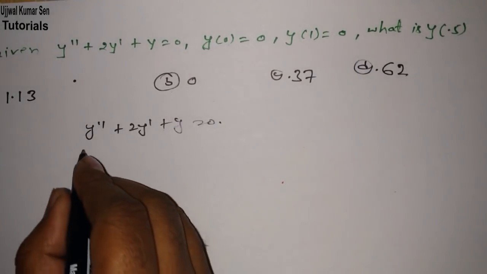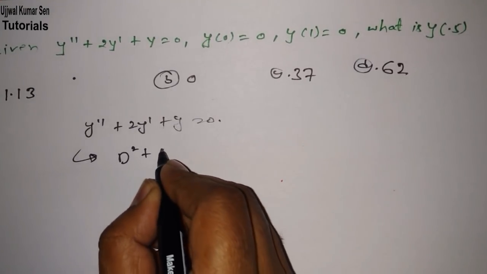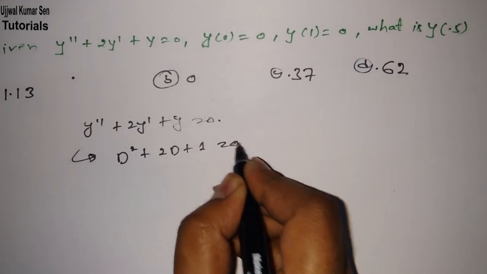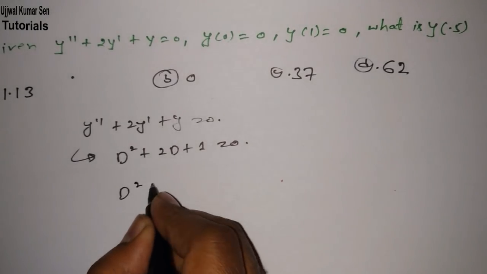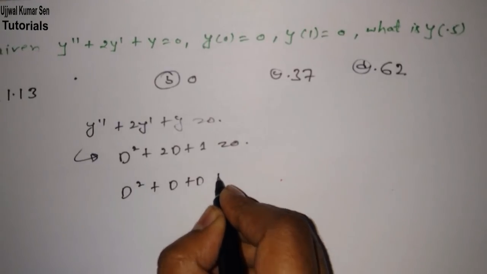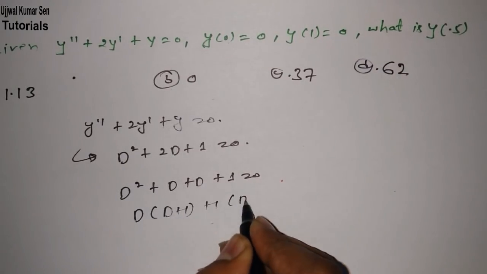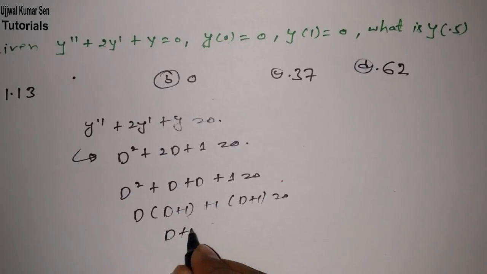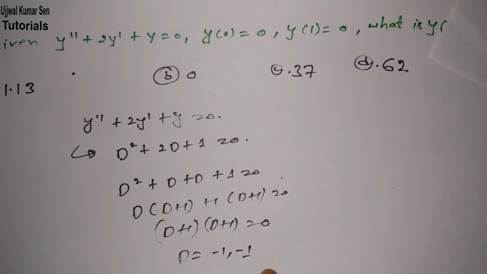So we can write the auxiliary equation, that is D square plus 2D plus 1 is equal to 0. From this equation we can find the values of D quite easily. So D square plus 2D plus 1 is equal to 0. Take D common: D(D plus 1) plus 1(D plus 1) is equal to 0. Therefore (D plus 1)(D plus 1) is equal to 0. Therefore D is equal to minus 1 and minus 1. Now let's say x1 is equal to minus 1 and x2 is equal to minus 1.